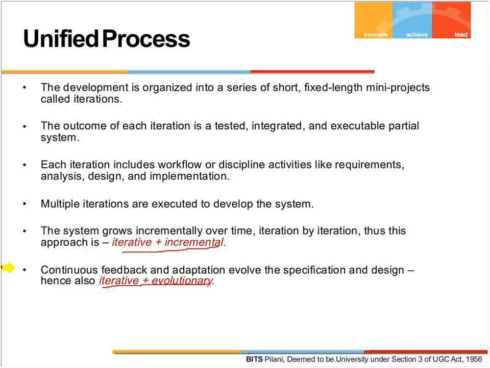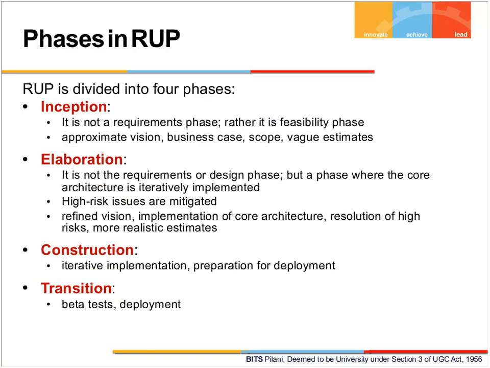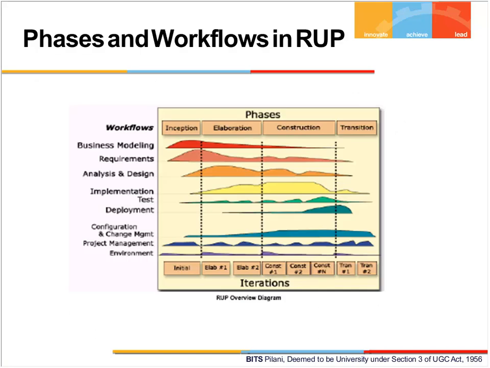The iterations are time-boxed, so they are of fixed length, 2 to 6 weeks, right? Before coming to a detailed description of the 4 phases of this model, I will first show you the diagram. This is how the diagrammatic representation of the Rational Unified Process looks, right?